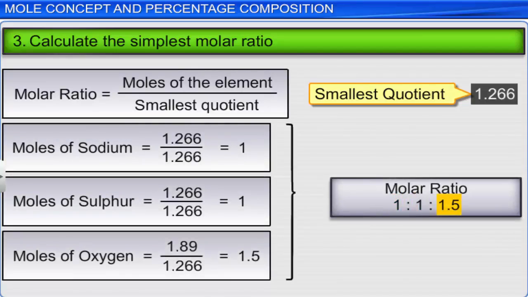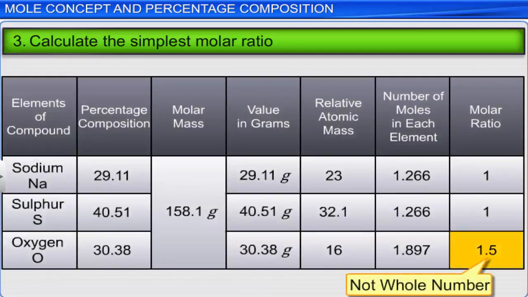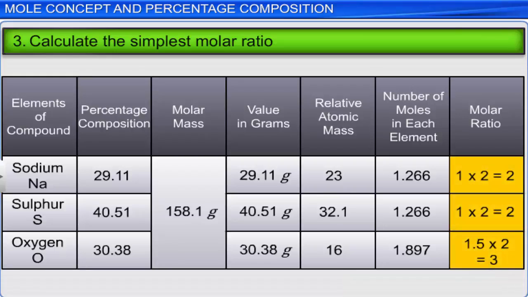1:1:1.5. If the ratios are not whole numbers, then multiply the numbers by a suitable integer to convert them into whole numbers. In this case, if we multiply all values by 2, we get all ratios as whole numbers. That is, 2:2:3.